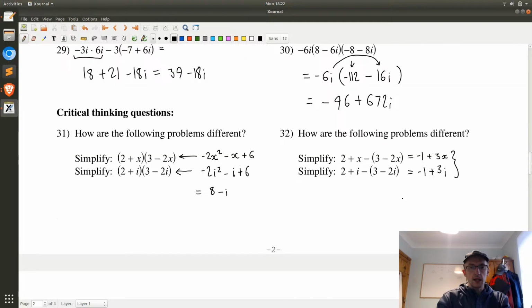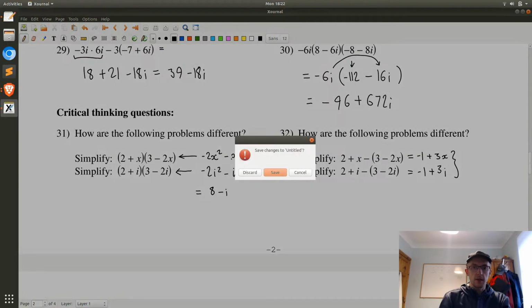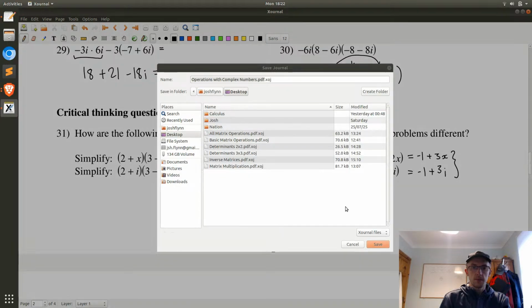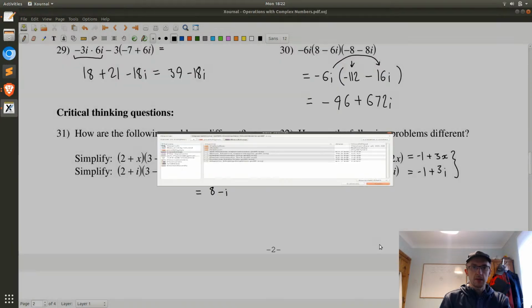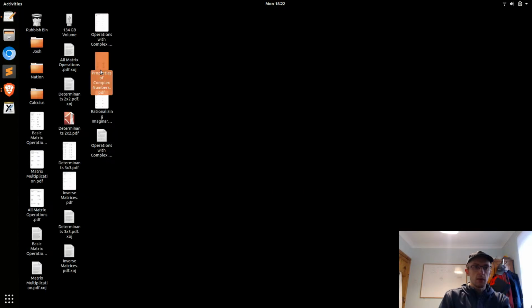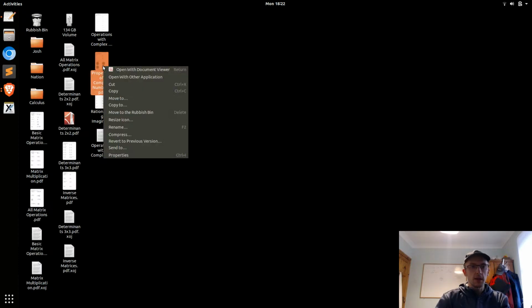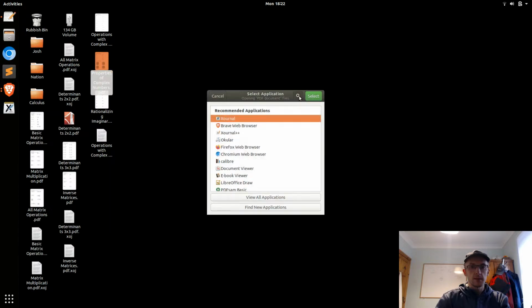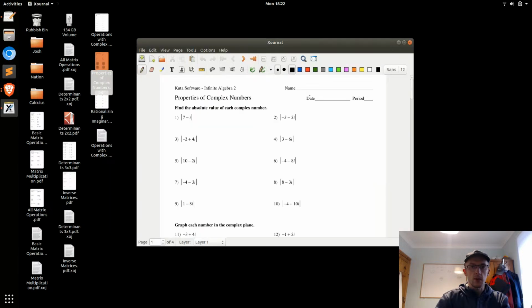Okay, so that was finished. That is finished now. We'll just save it and move on to something else, namely properties of complex numbers. What's that all about?